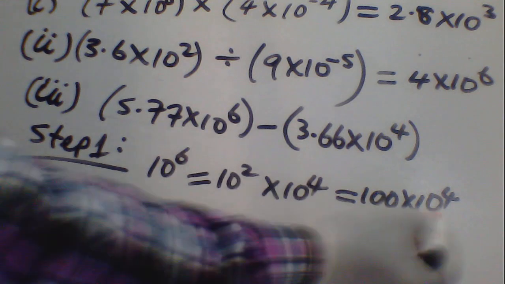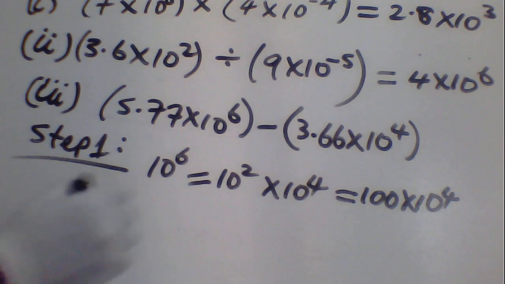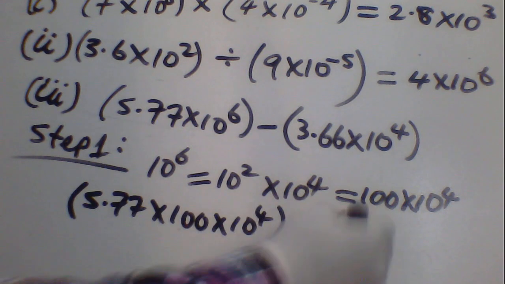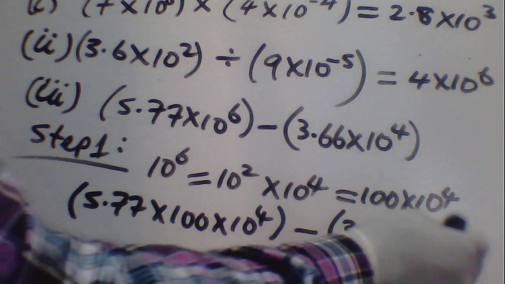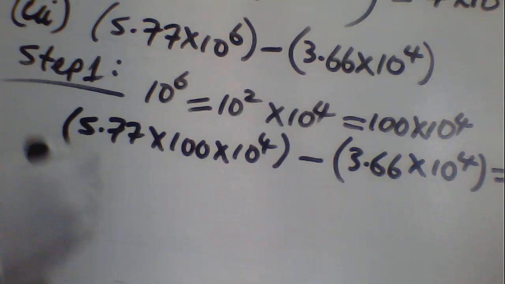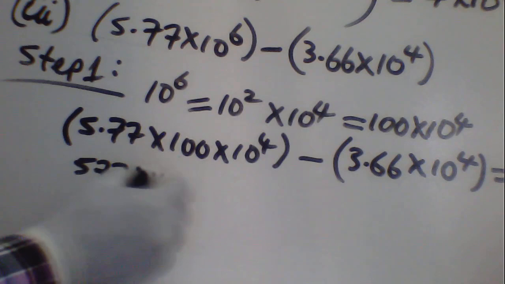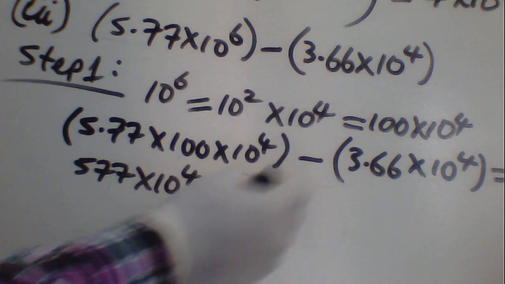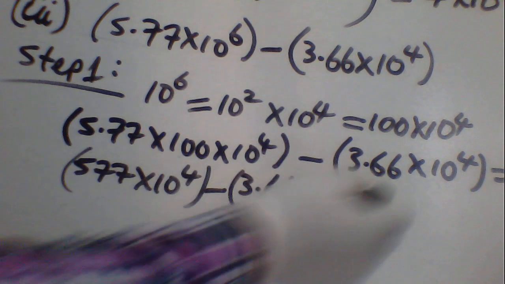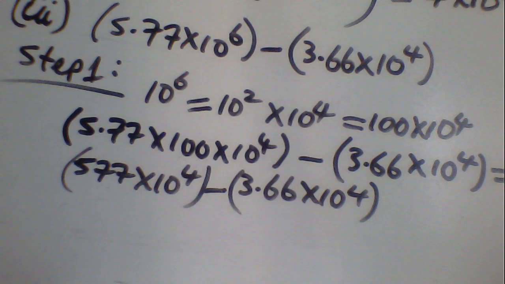So here we can now substitute this value, and that gives us 5.77 times 100 times 10 raised to power 4 minus 3.66 times 10 raised to the power 4. Once you have done that, you have to multiply out. That gives us 577 times 10 raised to the power 4 minus 3.66 times 10 raised to the power 4. Observe that they have a common power now. The exponents are the same. So, how do we solve for this exponent?